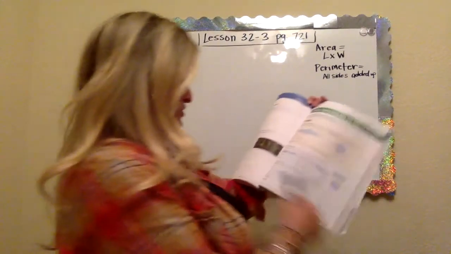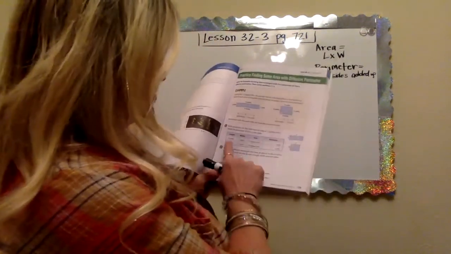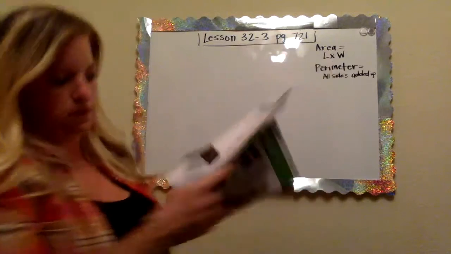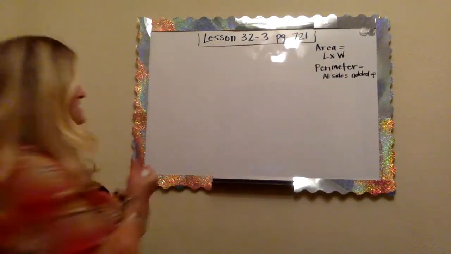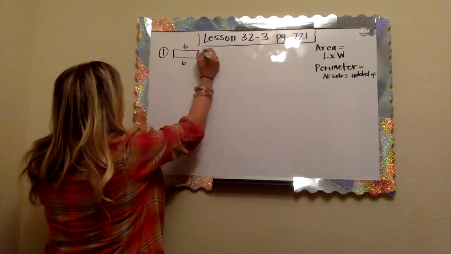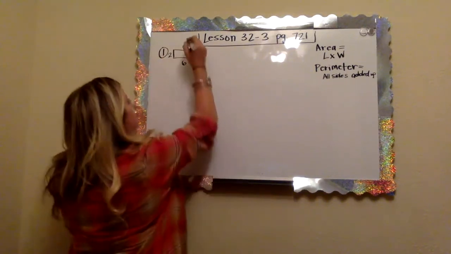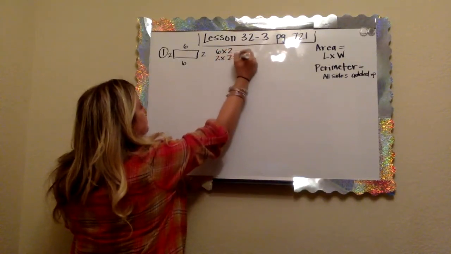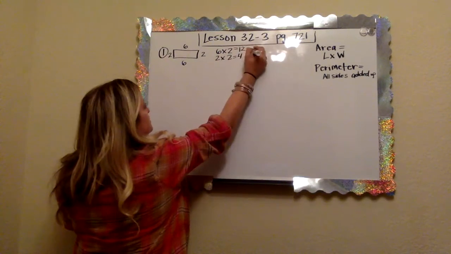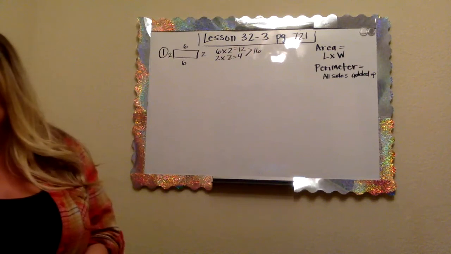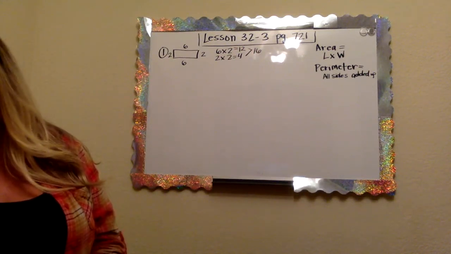Okay. So for the first one, it is 6 and 2. So 6 times 2 is 12. So that's the area. This side we know is 6, and this side we know is 2. But I do think it's helpful if I draw it for you. So 6 and 6 and 2 and 2. So it would be 6 times 2 and 2 times 2, which is 4, and 12. 12 plus 4 is 16. So the perimeter of that one is going to be 16. So you would write that in that top box.